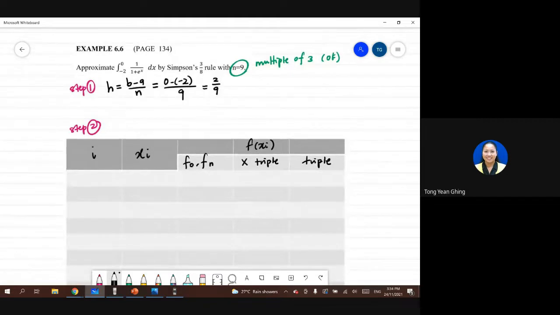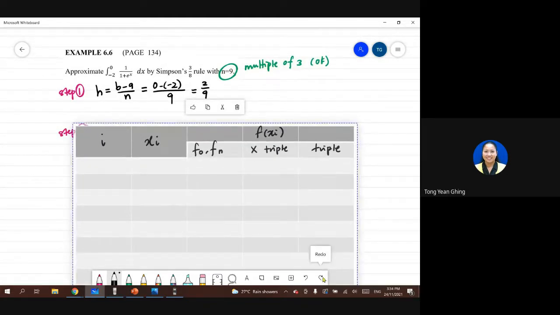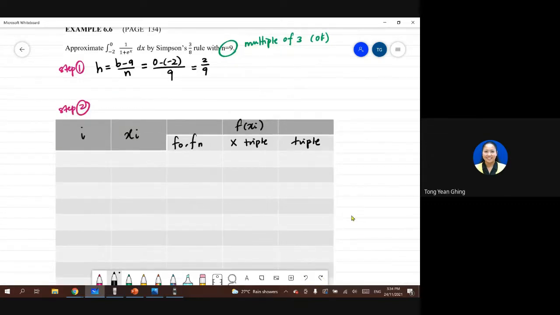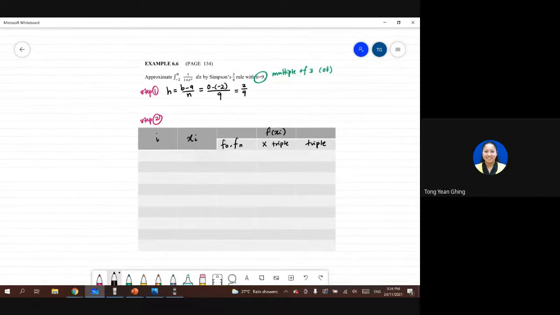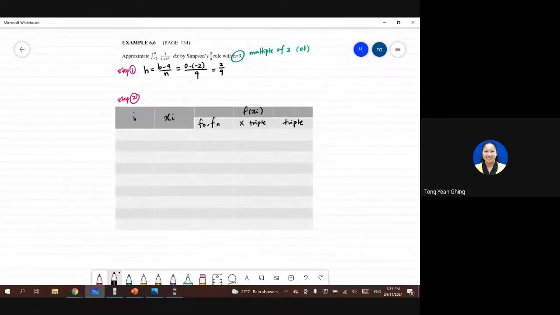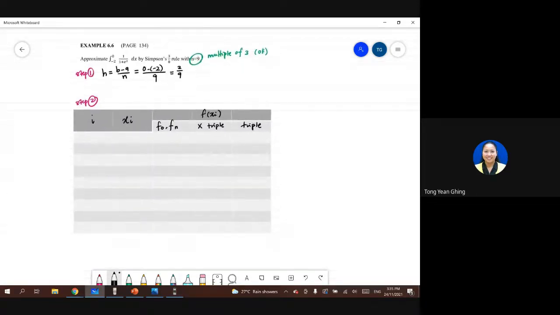Dah habis salin soalan. Soalan yang sama. Cuma now Simpson 3/8 rule. So sini, sorry. Here, this is 0, 1, 2, 3, 4, 5, 6, 7, 8, 9. Ada satu lagi tau.